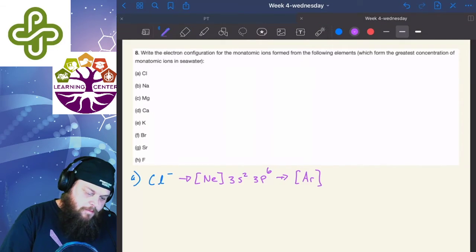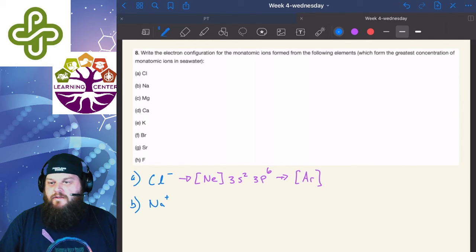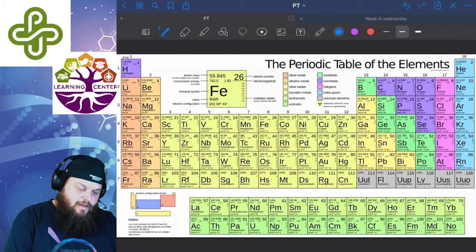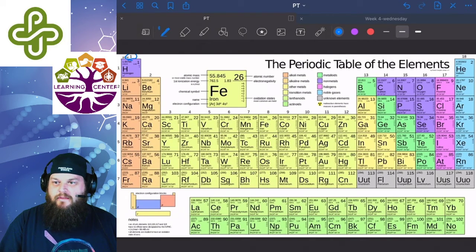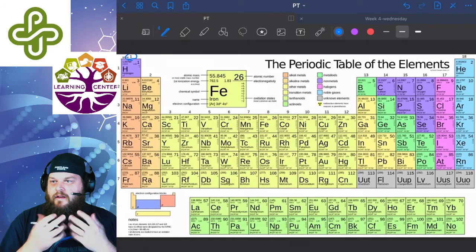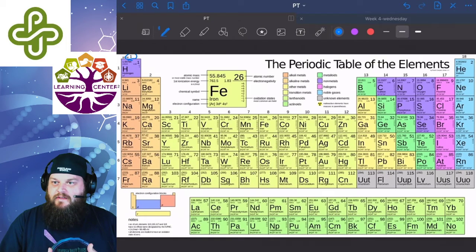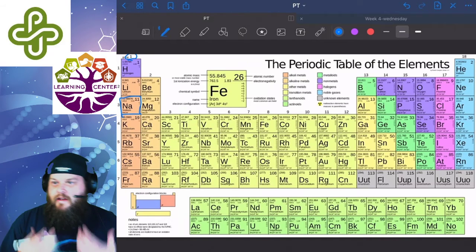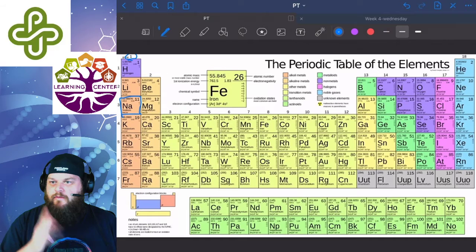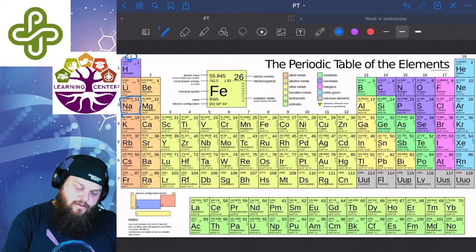Jumping on to part B, this is going to be sodium. Sodium is going to be a positively charged ion, so it gets that +1. It does that because it's a group 1 element. It's one of your alkali metals. And so it's going to lose one electron when it ionizes, leaving it as a +1. So it's going to be right here on your periodic table. Again, a period 3, group 1 atom. And it's also going to have that neon core that we talk about.